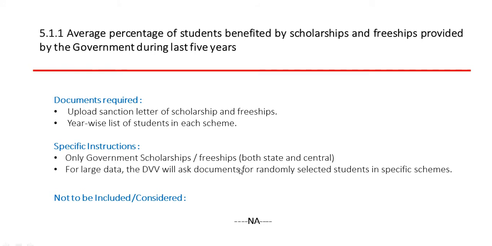This is because when you have large data, it will not be possible to provide all the details of all the schemes and all the students, and DVV will not be able to verify the huge data. In such a situation, during clarification process, DVV will select randomly the students which you have listed in specific schemes, and you have to provide the documents related to those students.